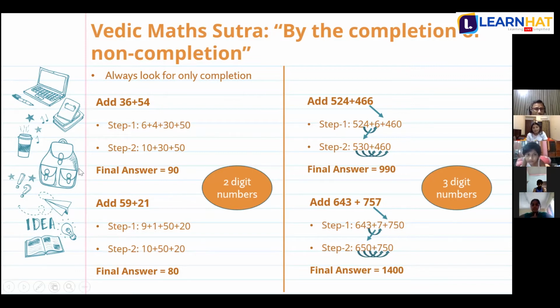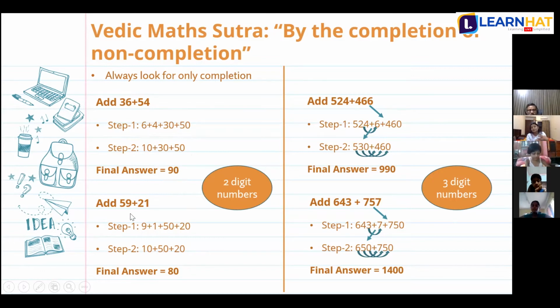So let's see. Step 1: out of 36, take 6 and put it here. Then the remaining, how much? 30, separate it like this. So 6 plus 30 we have written. 54, how can you write? 4 plus 50, correct? So 6 plus 4 will become 10. Then 30, you put it as it is. Then 50 as it is. So 5 plus 3, 8. 8 plus 1, 9. You put the 9 here. Then you have zeros. If you add all zeros, it becomes 0. So the answer is 90 without a carry forward.